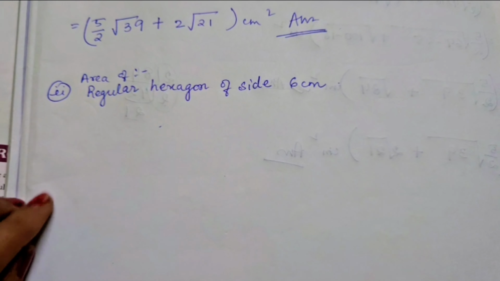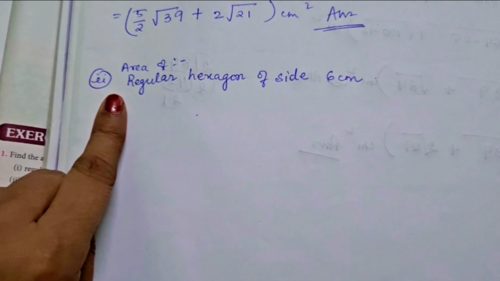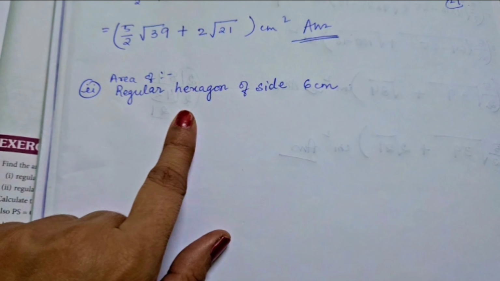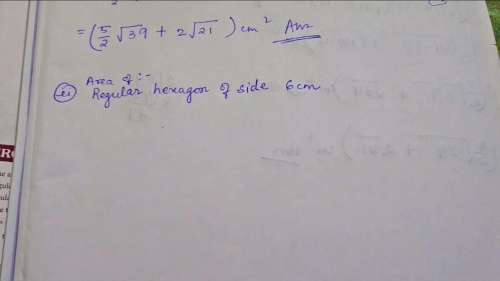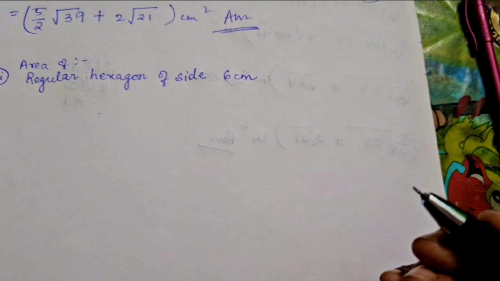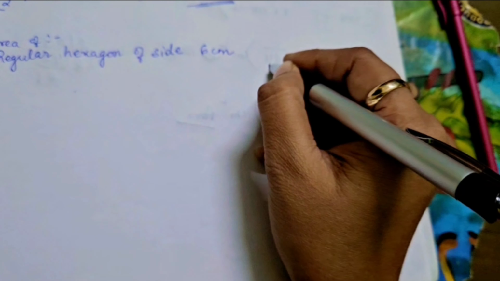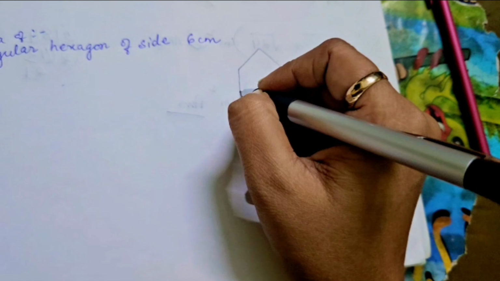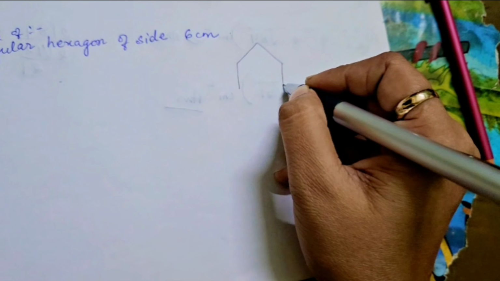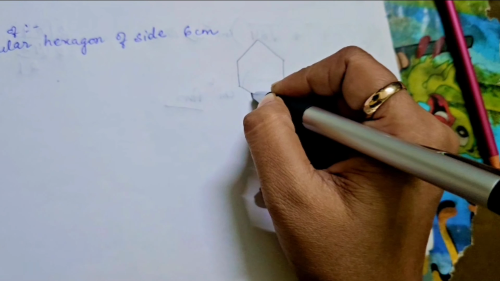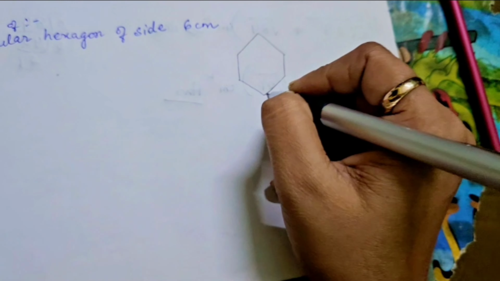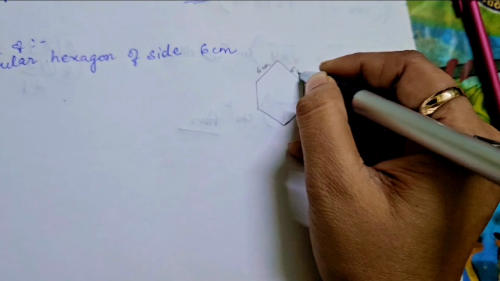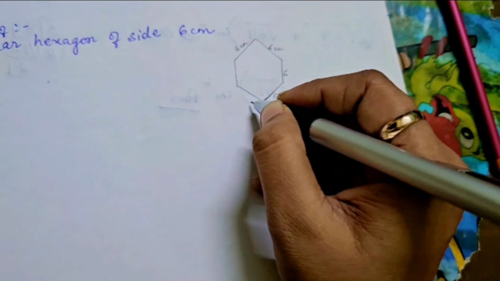Now we begin with the next one. The next one is area of a regular hexagon of side 6 centimeter. Hexagon will have how many sides? 6 sides. So first we will draw a hexagon over here. I'm not so good at drawing, but I'll try to make it geometrically correct. Okay, done. So this is a hexagon which will have all sides 6 centimeter. 6, 6, 6 and 6.